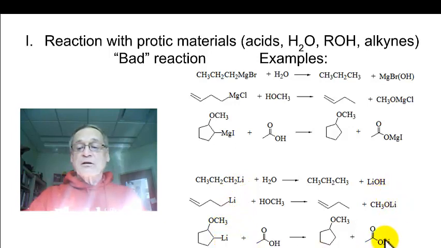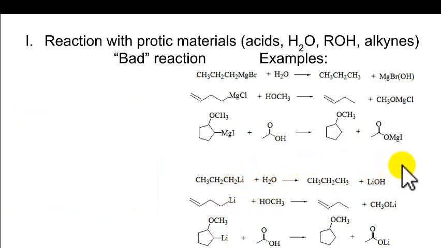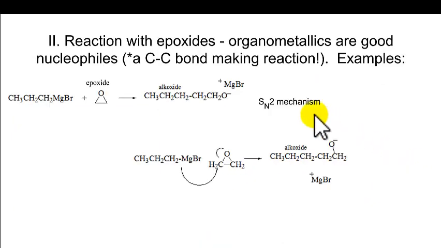In each case, you get an ionic compound as a byproduct and the same organic compound, again less valuable than the starting material, and so therefore typically not something you're going to want to do. So that's the first reaction. The second reaction of Grignards and organolithiums is a much more useful one.